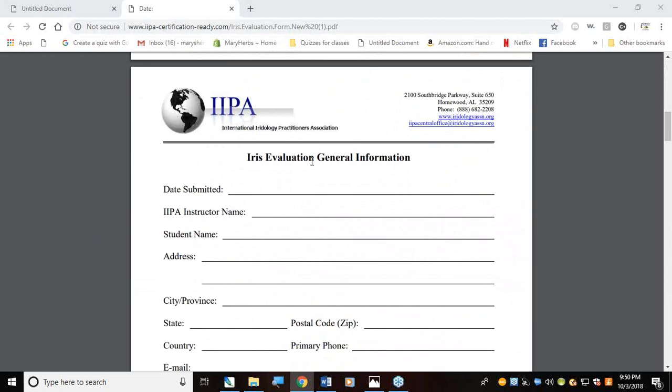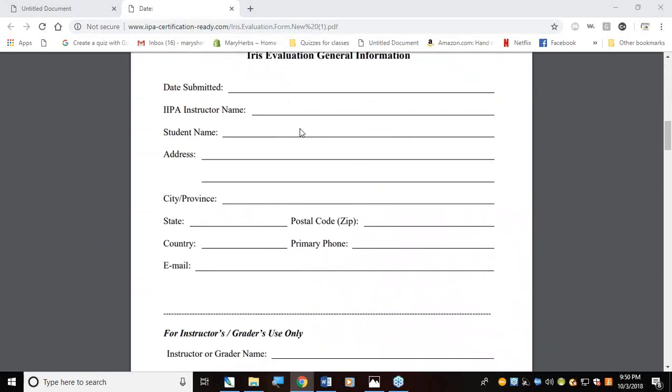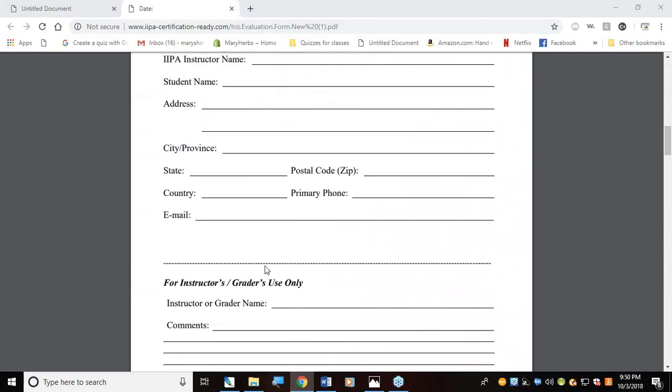You need to submit 10 case studies. It can be whoever. And they have to be put on this specific form. You have to put what date that you have submitted it, the instructor name. If you took a class off me, it'd be my name. Then your name, your address. When you put your name, please put it exactly the way you would like it on your certificate, and the date, and the phone, and your email address.